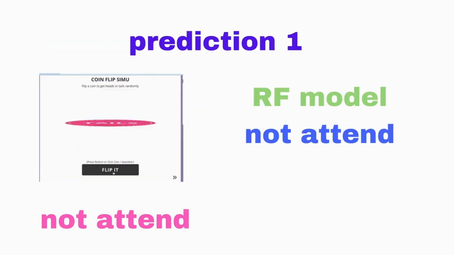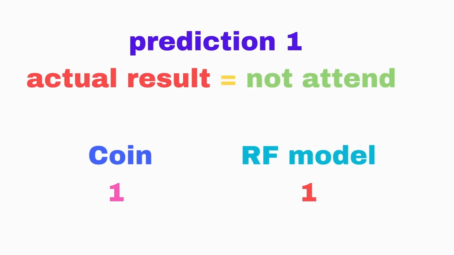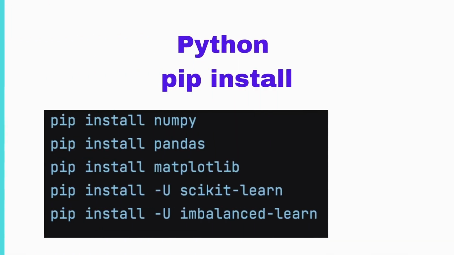For the first prediction, the random forest model took the inputs and predicted not attend. Then the coin flip was tails, so the coin predicted not attend as well. The actual result was not attend, so the coin and the model both had a score of 1. I'll now start talking you through the Python code.